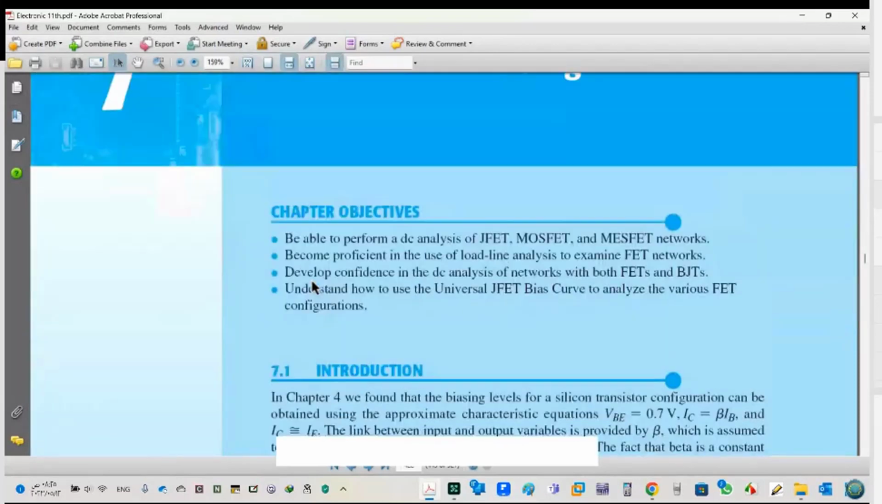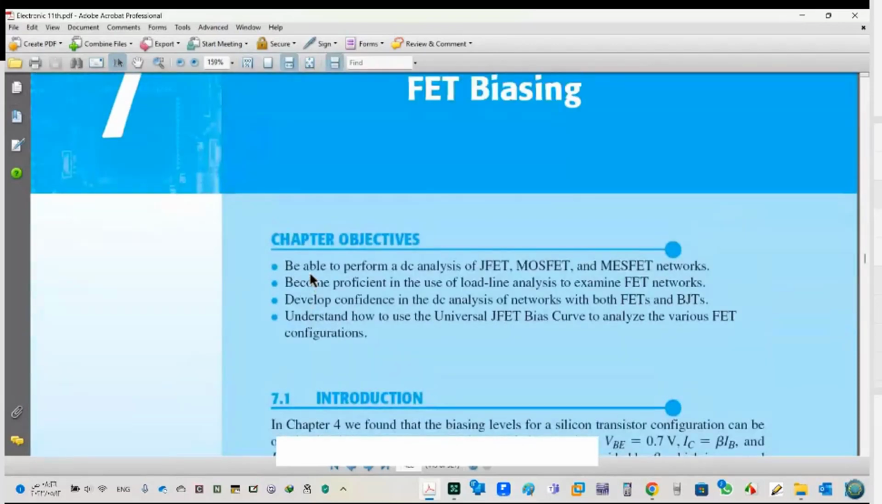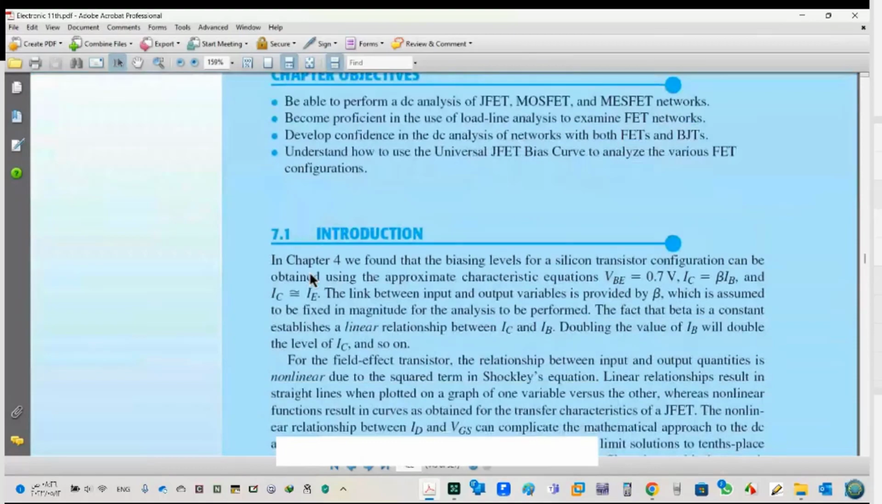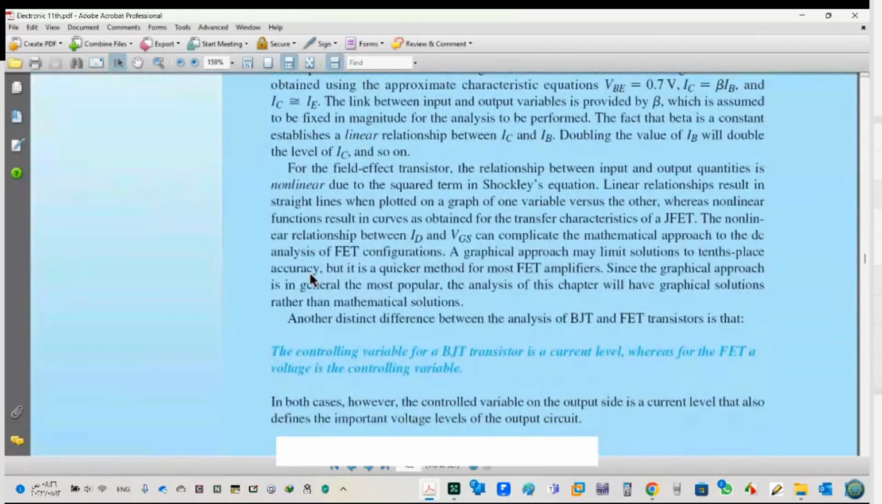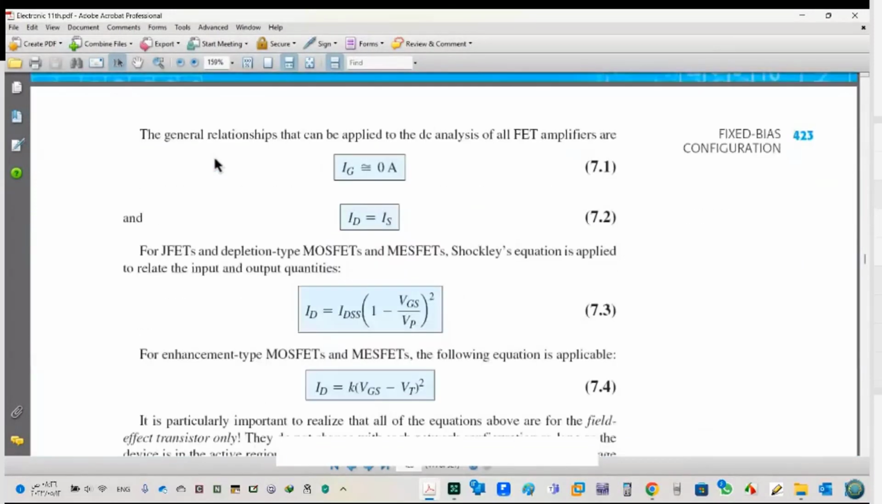In FET bias, we will talk today about how we can make the bias DC analysis for FET. It's almost like BJT, but FET is different from BJT. In FET we are using voltage control, while in BJT we are using current control. So this is the difference between FET and BJT. How can we use this?